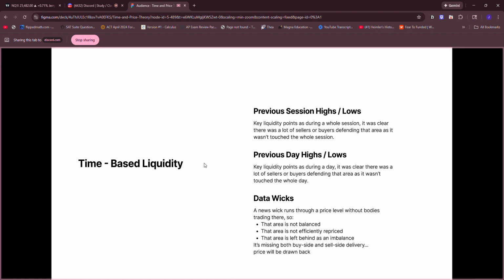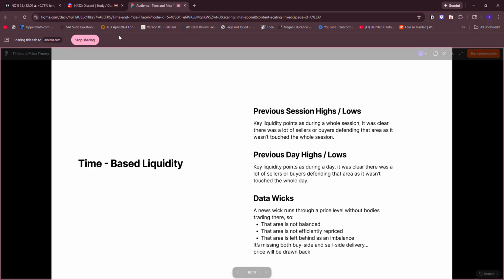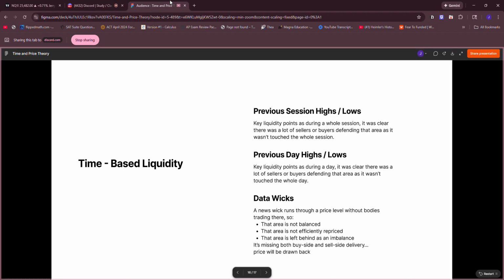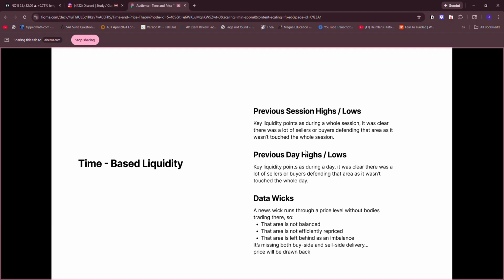So the last thing that we have to talk about is time-based liquidity. These are the ones I primarily use. Anything previous, you can probably use anything like previous day, previous session, previous month, previous year, anything previous, right? These are the two I primarily use because I am a day trader. I only focus on intraday stuff. So these are the only two time-based liquidities that I really focus on, that previous X something, right?